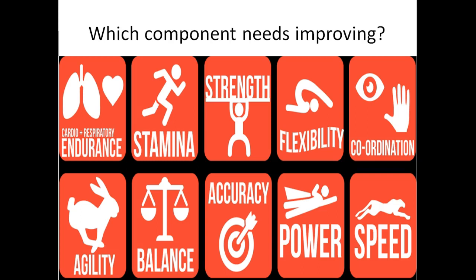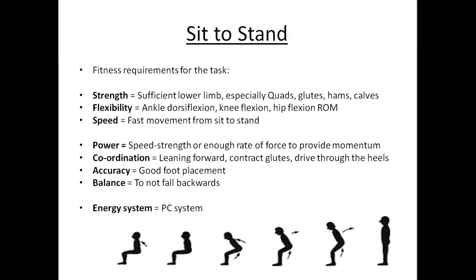Is it strength? Is it power? Is it balance? Okay, is it just coordination? So if we break the fitness components down on the sit to stand movement, have they got sufficient lower limb strength, especially in the quads, glutes, hamstrings and calves? Have they got enough ankle dorsiflexion, knee flexion and hip range of movement to actually make the shape of standing up?